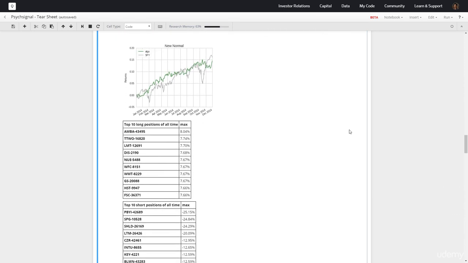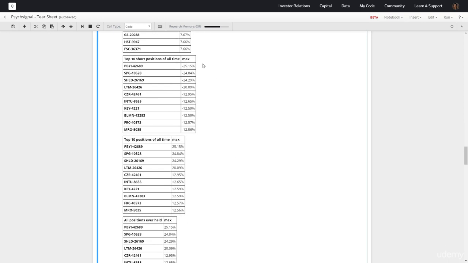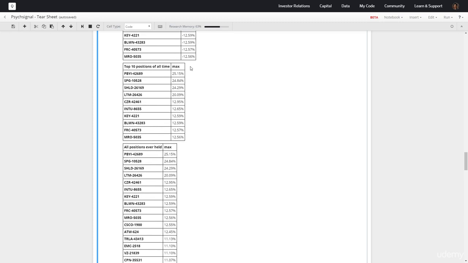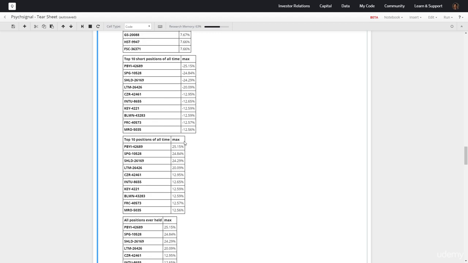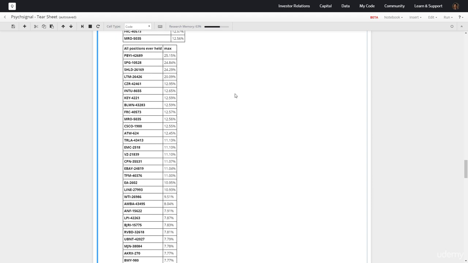Generally, pretty good. Okay, the other thing that you want to look at is the so-called concentration exposure. The top long position maximum is 8%. That's okay. The short is a bit troubling. 25% is actually quite high, as is the top 10 positions. It's also quite high. That's this one here. It's basically taking this figure but turning it into absolute. So these are quite large.